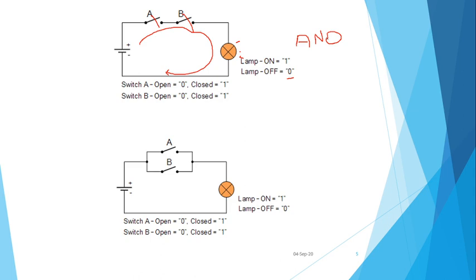Next, yes, this is for the OR gate. Please bear with my handwriting here. OR gate, right? So when both the switches are open, means when both the switches are 0, your lamp will not glow, means it is 0, right? If either of the switches is closed, or if both the switches are closed, then your lamp will glow, which is for the OR gate.